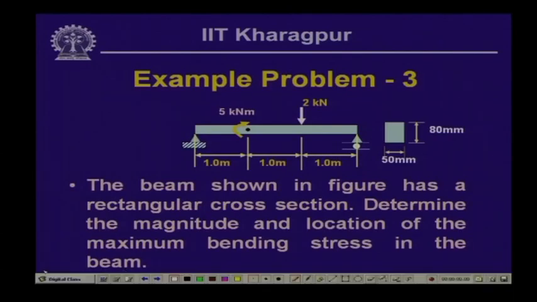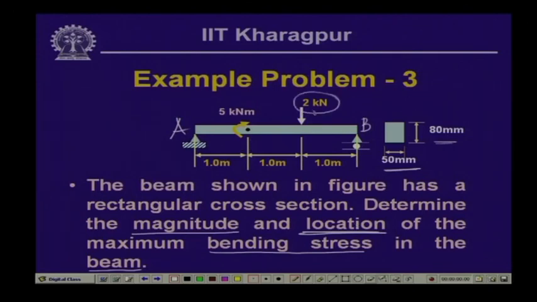Now, let us look into this example, which is based on today's discussion. In this particular beam, let us call this AB, and this beam has a rectangular cross section of size 50 millimeter by 80 millimeter. Now, what we need to do is determine the magnitude and location of the maximum bending stress in the beam. So, first we will have to find out the magnitude, and also we will have to locate where this maximum stress is occurring, and this is subjected to a concentrated load 2 kilonewton and a concentrated moment 5 kilonewton meter.